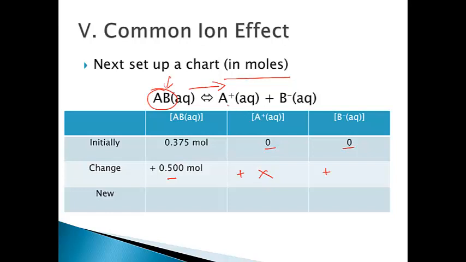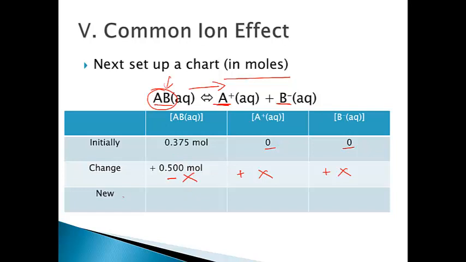Okay, but every time you get 1 mole of A plus, you have to get 1 mole of B minus. So B minus will also increase by X, and since this is a 1-to-1 ratio, whatever you increase by, this has to decrease by the same amount, so by X.